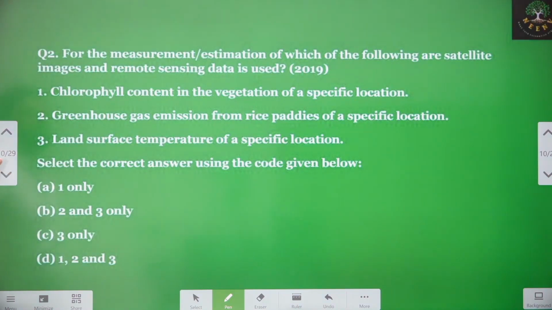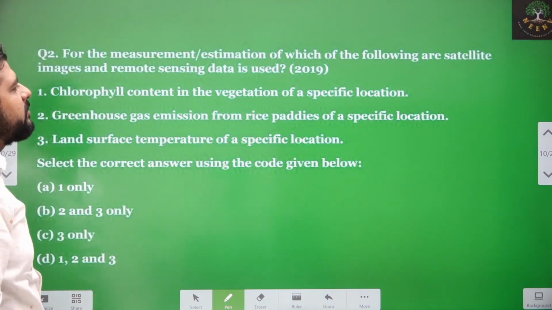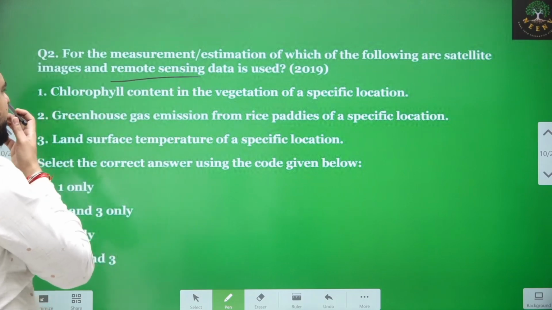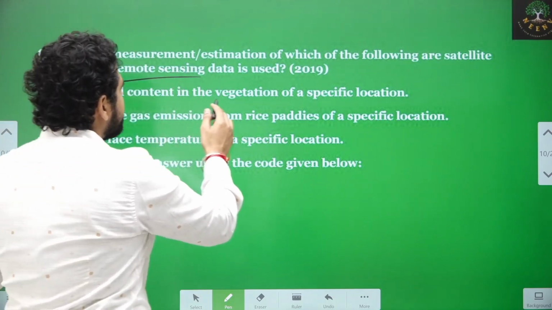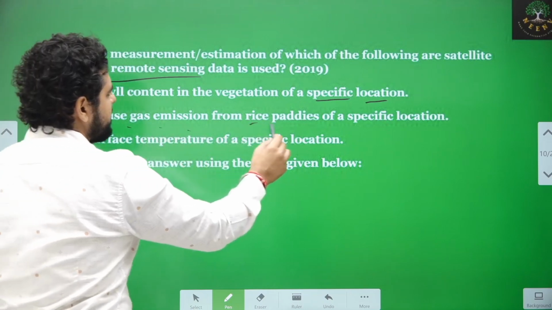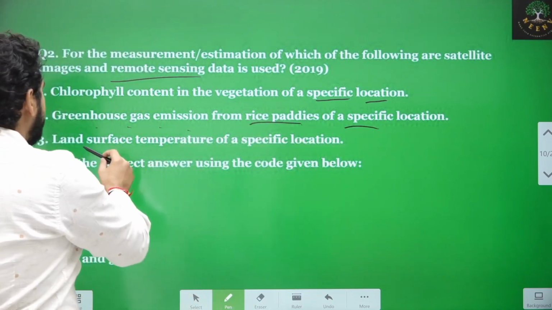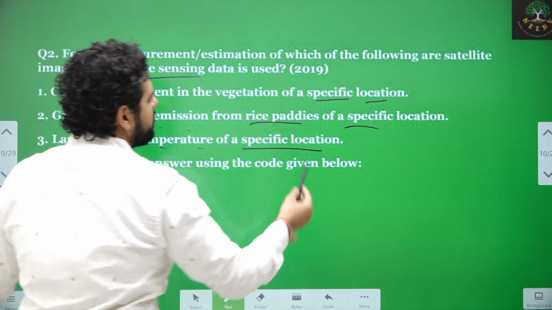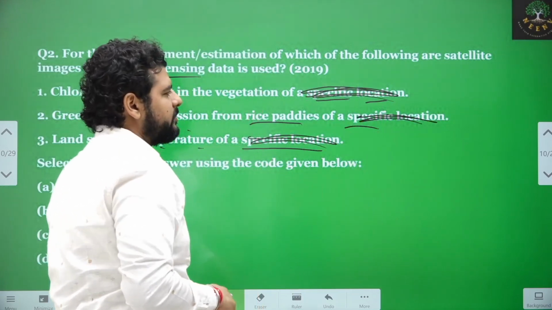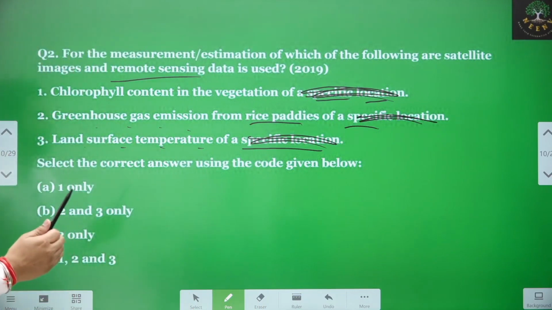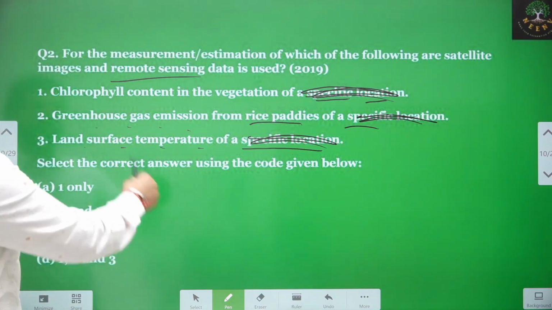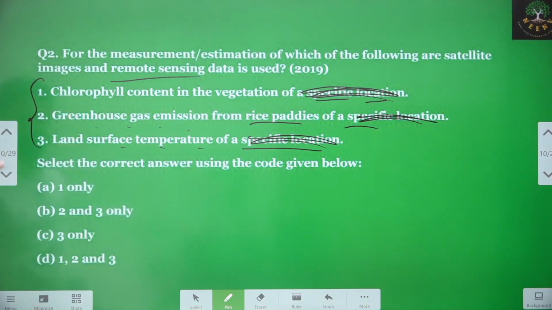Okay. Next question: for the measurement or estimation of which of the following are satellite images and remote sensing data used? Now see, remote sensing came again, right? First is chlorophyll content in the vegetation of a specific location, greenhouse gas emission from rice paddies of a specific location, land surface temperature of a specific location. So we can totally eliminate this. Why? Think, because it doesn't make any difference to the statements, right? So we can understand that they are just given to confuse you.